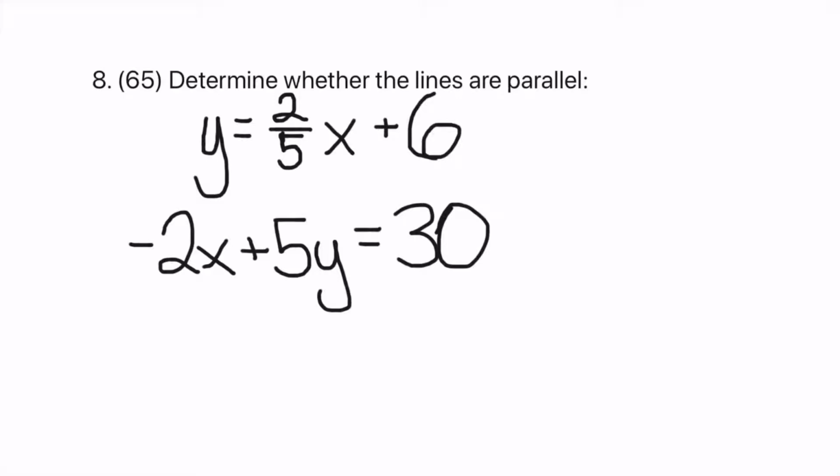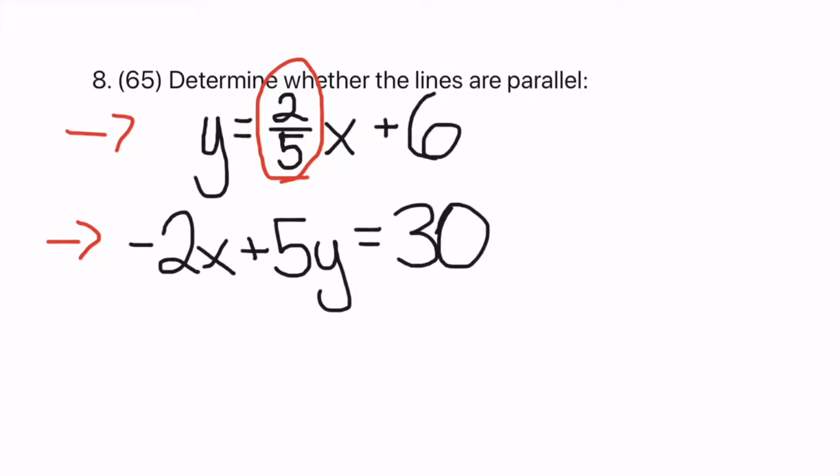So if you recall, we know two lines are parallel if their slopes are the same. In addition, I know it's not asking for this, but we know lines are perpendicular if their slopes are opposite reciprocals. But in this case, we're just doing parallel. So we need to compare their slopes. Now on this first one, we can easily see that the slope is 2/5. On this one right here, it's a little bit harder to tell because it's not in slope-intercept form.